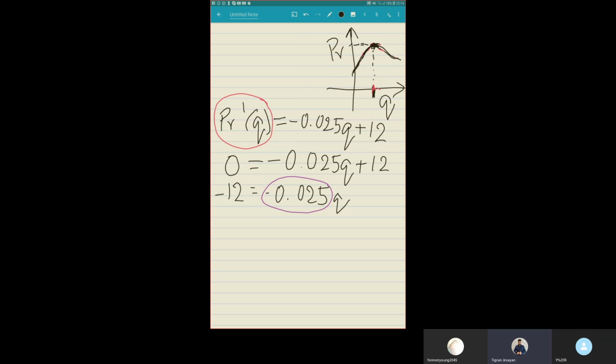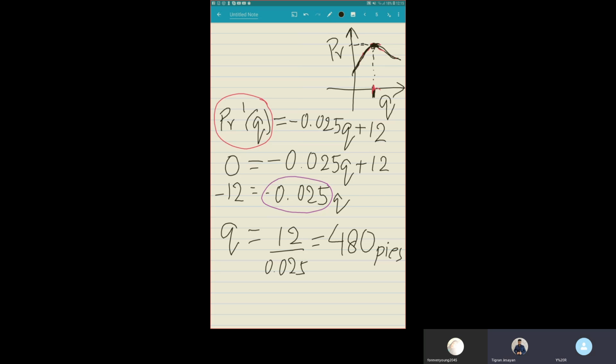Let me just calculate it on my calculator. Minus 12 divided by minus 0.025 is equal to 480. Yeah, so that's the number of pies. Okay, so that's the maximum. Just fill in 0 for the derivative.